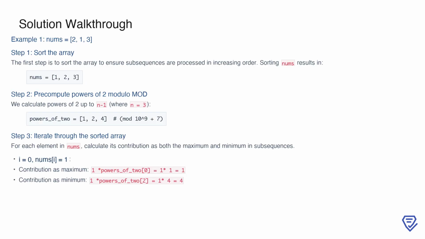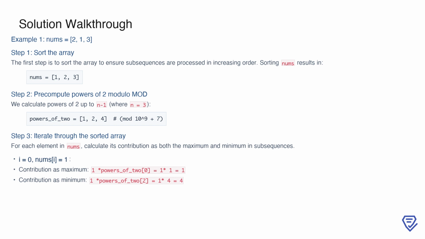To solve the problem, we start with an example where nums is 2, 1, 3. The first step is to sort the array, which gives us 1, 2, 3. Sorting ensures that subsequences are processed in increasing order, which is critical for calculating contributions as maximum and minimum values. Next, we precompute the powers of 2 modulo 10^9 plus 7, up to n-1, where n is the size of the array. Here, n is 3, so we calculate powers of 2 as 1, 2, 4. These values will help us determine the number of subsequences where each element is either the maximum or the minimum.